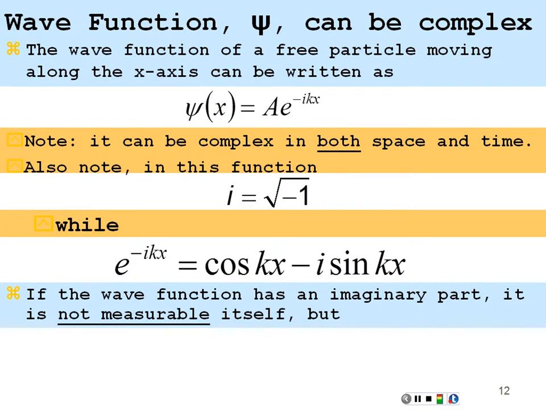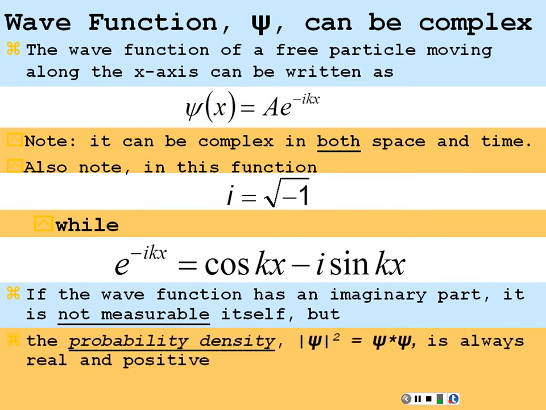It's not measurable itself, but if we multiply the wave function by its complex conjugate, we get the probability density, which is the wave function squared. That is always real and positive, and hence that can be measured.